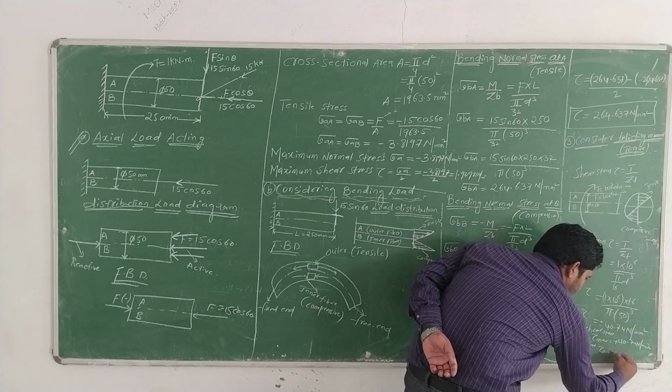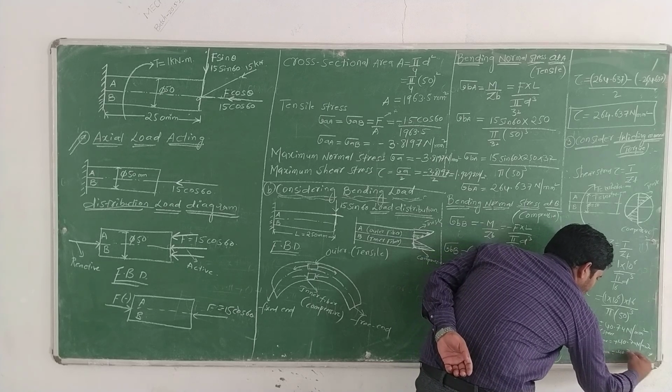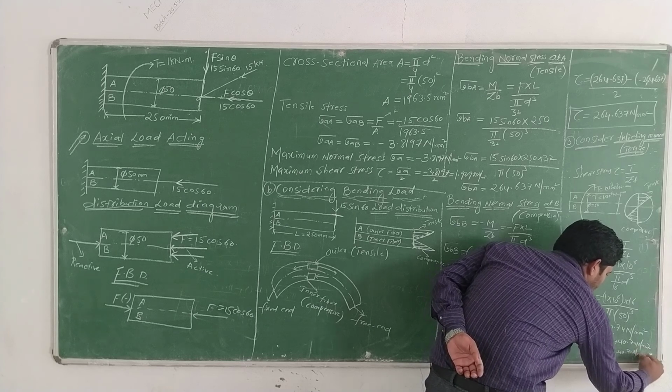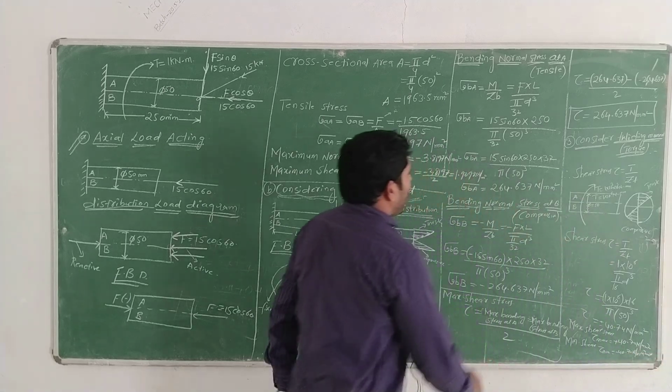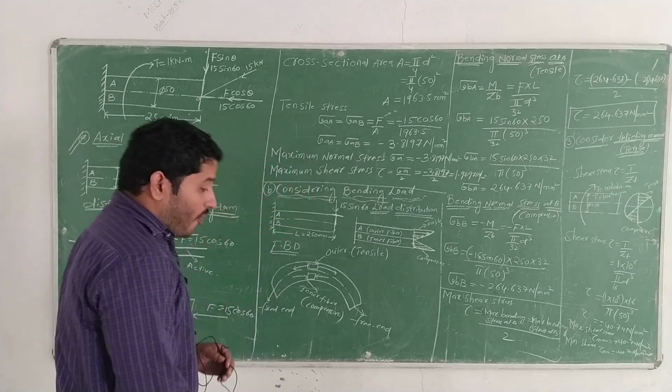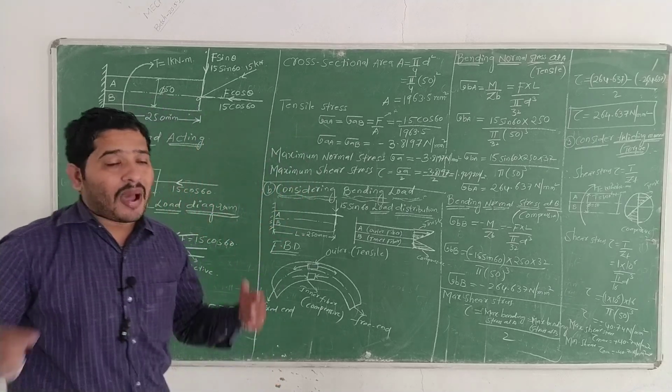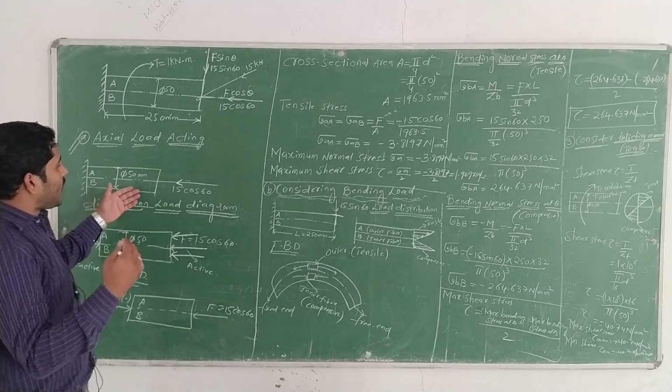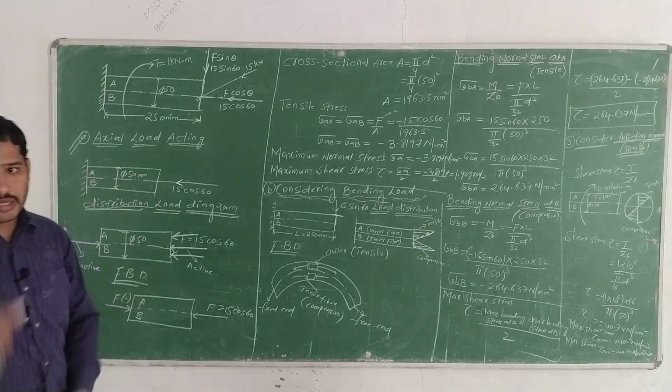Minimum shear stress is equal to minus 40.74 Newton per mm square. So we got the value of only twisting moment, but again we need to find out the torque combining both tensile stress as well as bending stress.